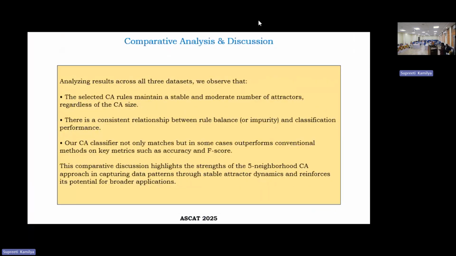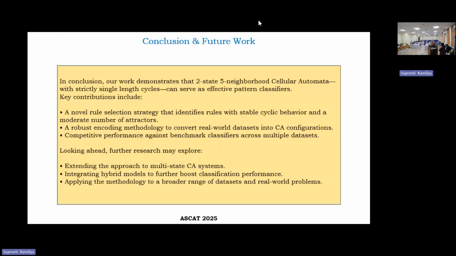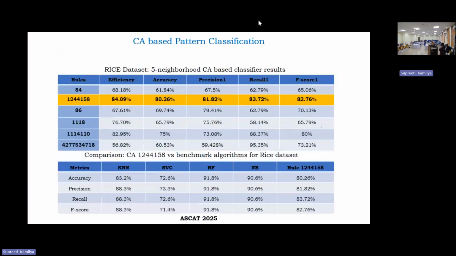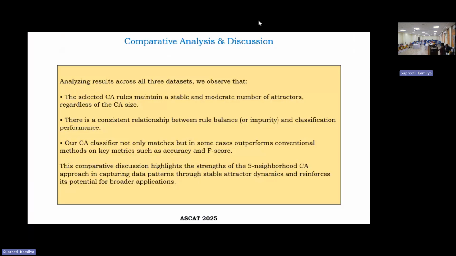And I want to conclude. Before concluding, I wanted to compare with the existing machine learning algorithms. We have already used KNN, support vector machine, random forest, naive Bayes. You can see from here that our tool is also giving good results, and in some cases, for some metrics, you are getting better results. And this is the analysis.